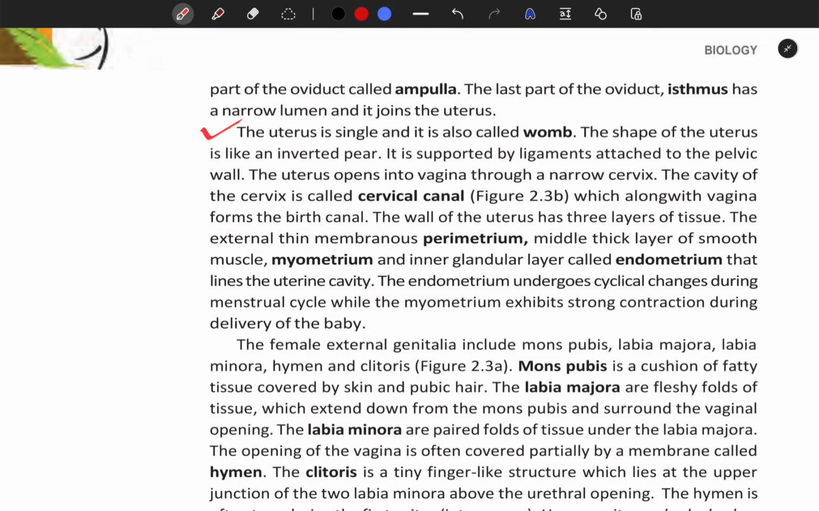It is supported by ligaments attached to the pelvic wall. The uterus opens into vagina through a narrow cervix. The cavity of the cervix is called a cervical canal, which along with vagina forms the birth canal.